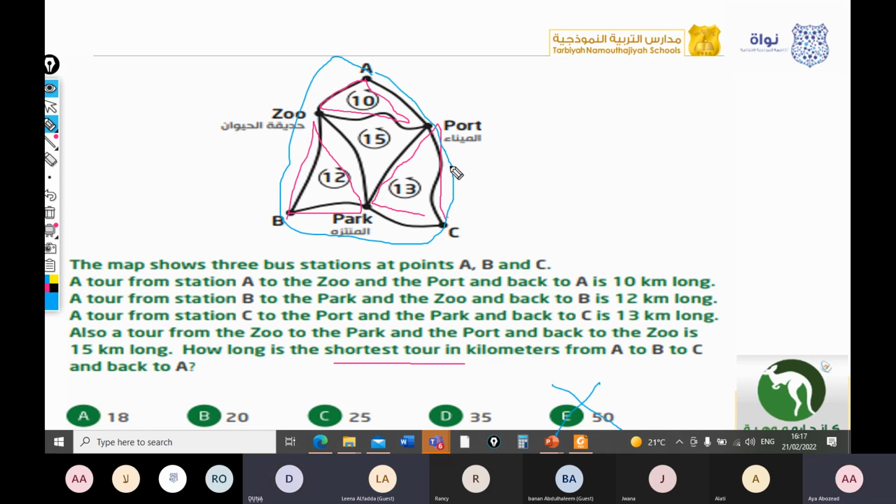To get 50, this means this is 10 and 10 and 10 and 10 and 10. And of course, this line, 10 and 10, of course not. Only the tour, all the tour is 10.